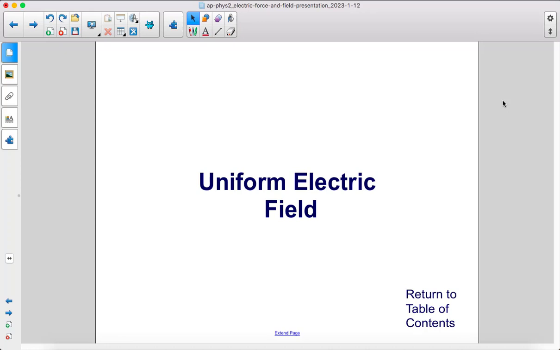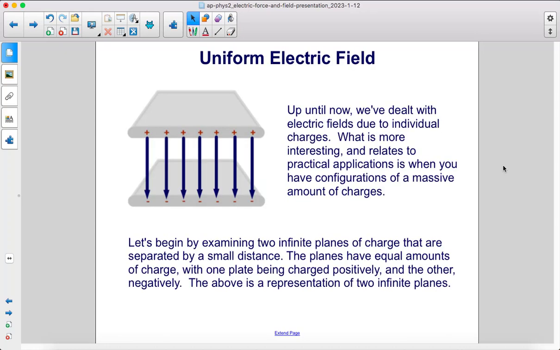Uniform electric field. Up until now, we've dealt with electric fields due to individual charges. What is more interesting and relates to practical applications is when you have configurations of a massive amount of charges. Let's begin by examining two infinite planes of charge that are separated by a small distance. The planes have equal amounts of charge, with one plate being positively charged and the other negatively.